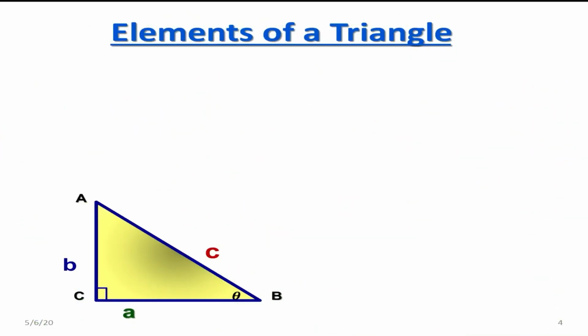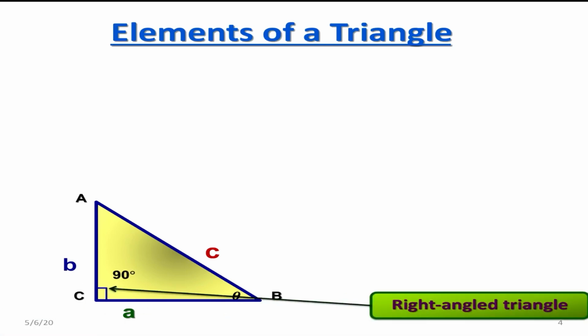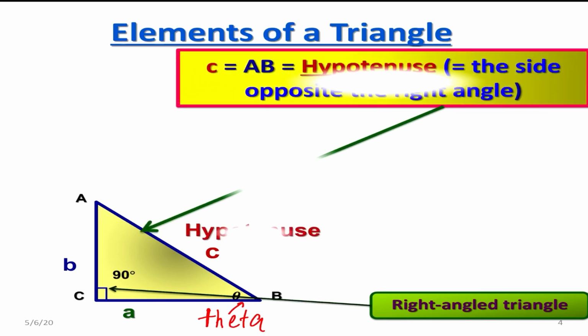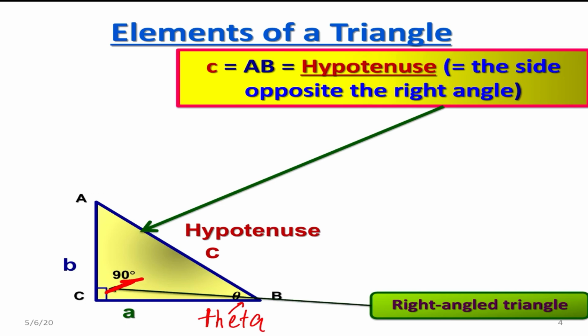Now let's jump into elements of a right triangle. Say we have a right triangle which has a right angle C, which is denoted by a little corner. Also, we are given the angle theta, which is not a right angle. What's important to know is what the sides are in relation to theta. The longest side of the triangle, which is c or AB, is called the hypotenuse, or it's the side which is opposite the right angle.